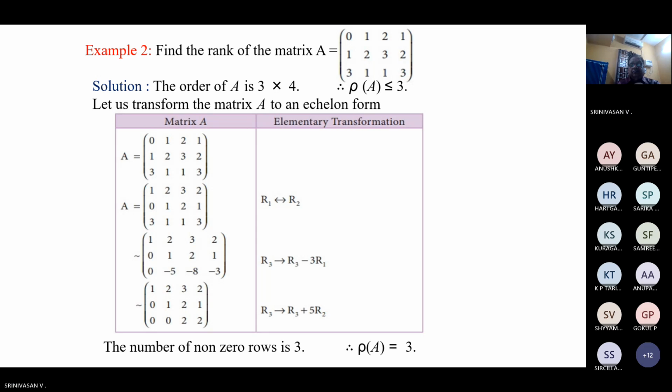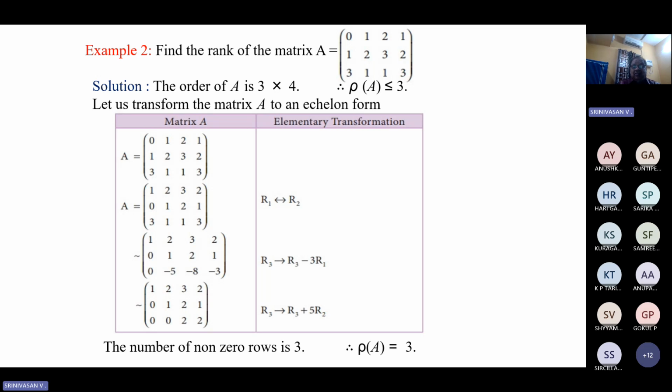In the same way, just quickly look at this. Here is a matrix of order 3 by 4. So rank of A is less than or equal to 3, because it is the minimum of 3 comma 4. We are not sure; we are going to check. So matrix A, elementary transformation, R1 is fixed.